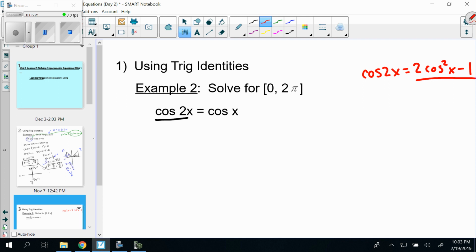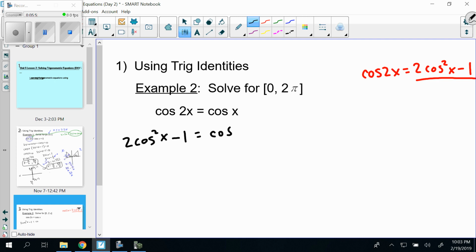That would be the one to use because we also see we have cosine over here. So we want to stay cosine. We don't want to mix sine and cosine if we can avoid it. So let's do that substitution. We're going to substitute in here 2 cosine squared x minus 1 being equal to cosine x.